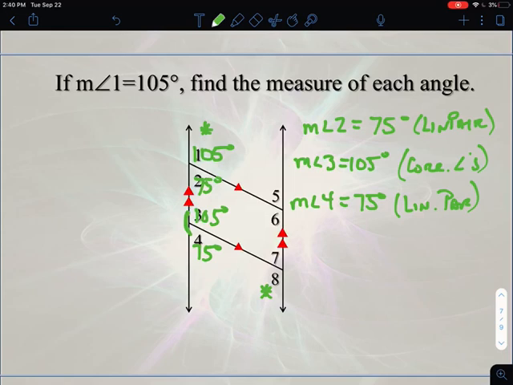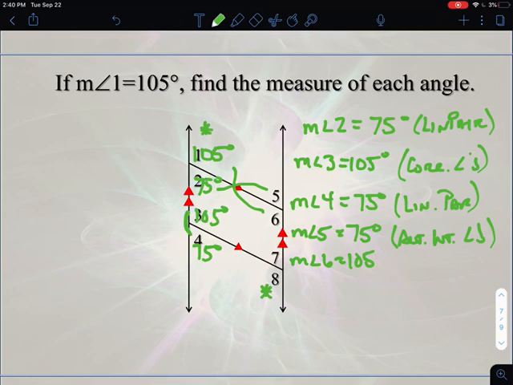Now if we try to jump over to the other angles, again we have left and right being parallel, so it's okay to jump from one to the next. Well, I can find the measure of angle 5 by using alternate interior angles here. Since angle 2 is 75 degrees, angle 5 must be 75 degrees because of alternate interior angles. Same thing with angle 6. If I want the measure of angle 6, I've got alternate interior angles here, so that's going to be 105 degrees.